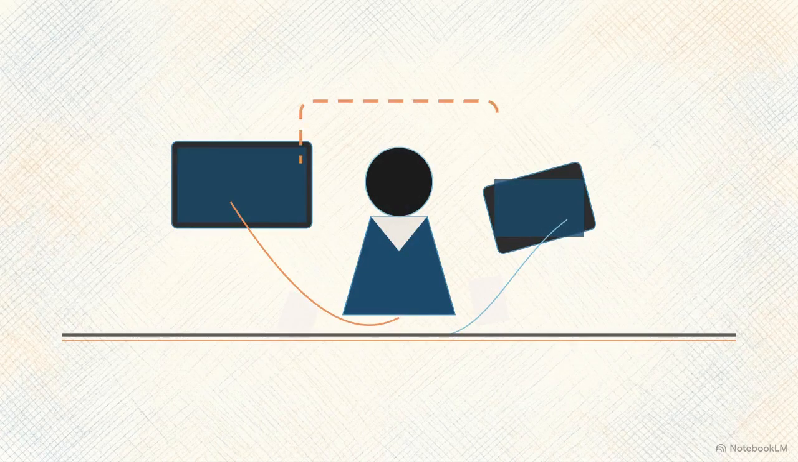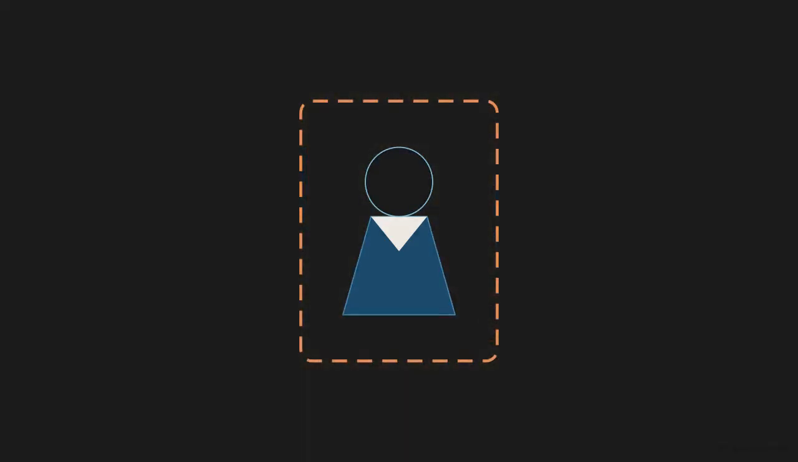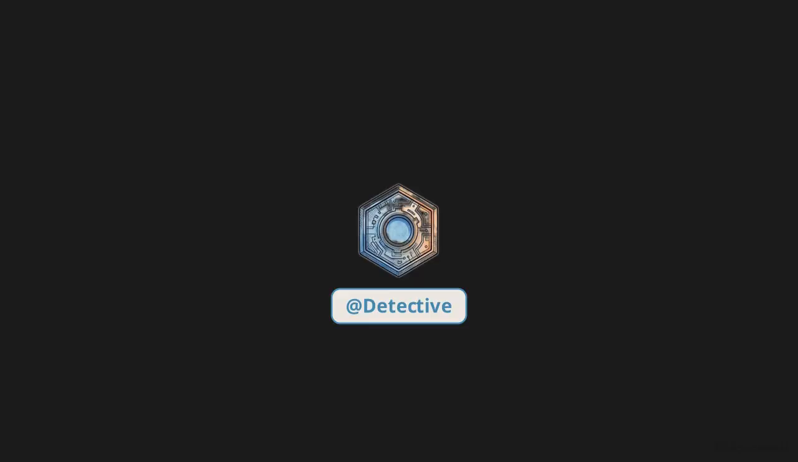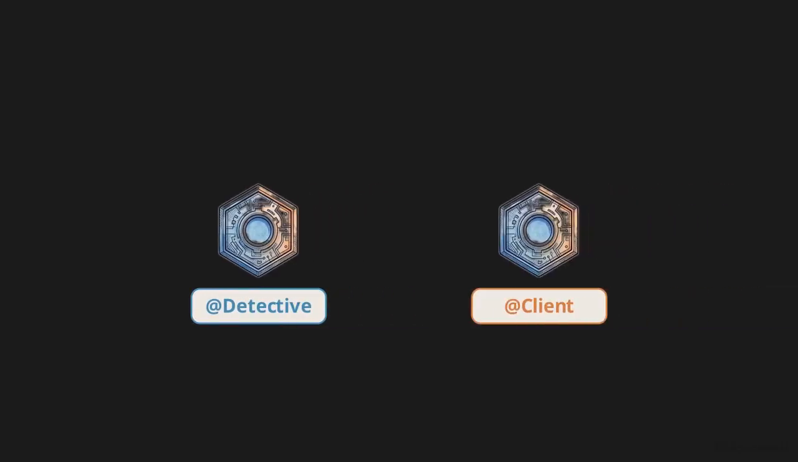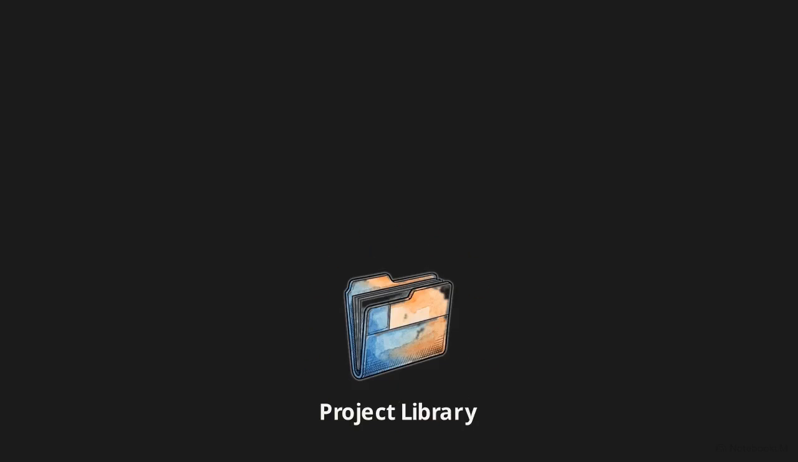To prevent the characters from warping later on, you upload specific reference images. The trick here is using images where the subjects are isolated against a pure background. We tag these clean assets as our detective and our client, locking their identities as hard data points.